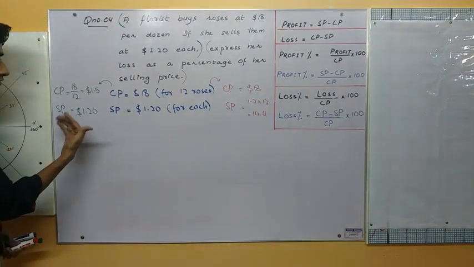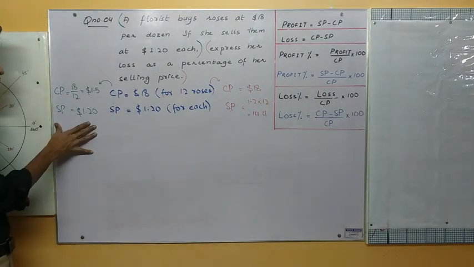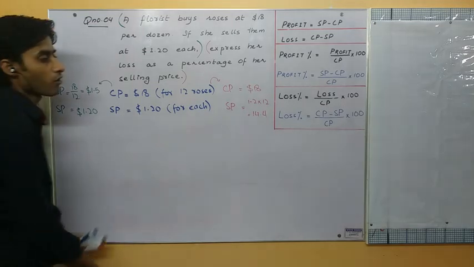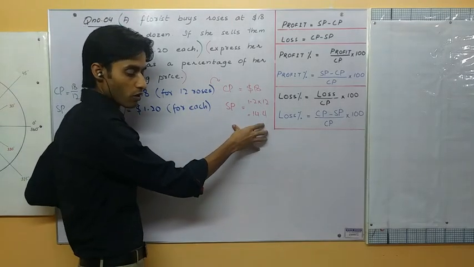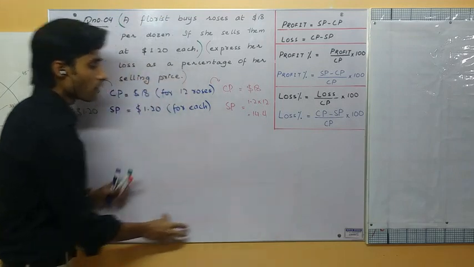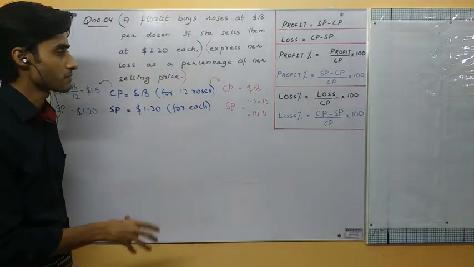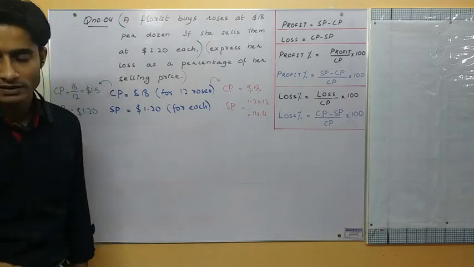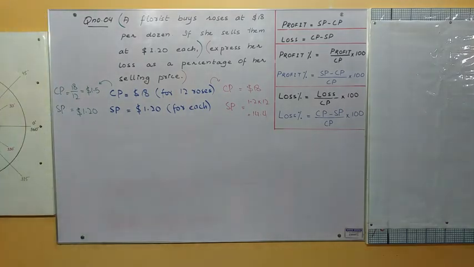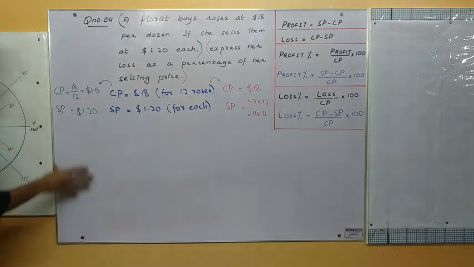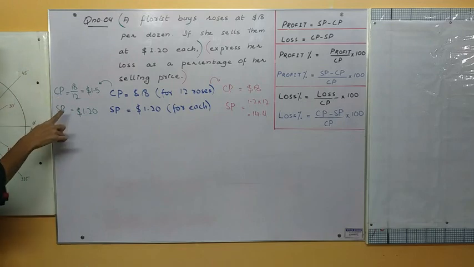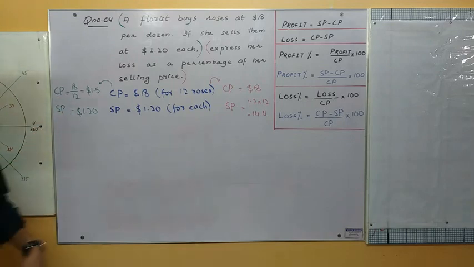Anyhow, I now have both the things available. I have cost and selling price of 1 rose, or I have cost and selling price of 12 roses. I can continue with either. In this question, this is the most difficult part. You have to realize that both the things should be for 1 or should be for 12, like I have done in front of you. I am going to continue with this part. I have the cost price of 1 rose, I have the selling price of 1 rose. I have to find out loss percentage.